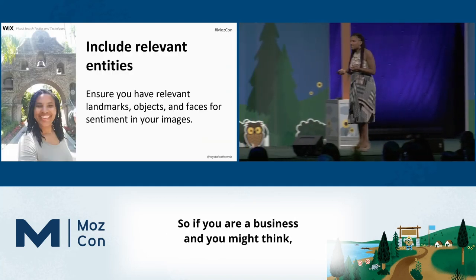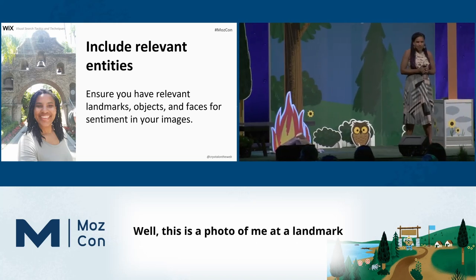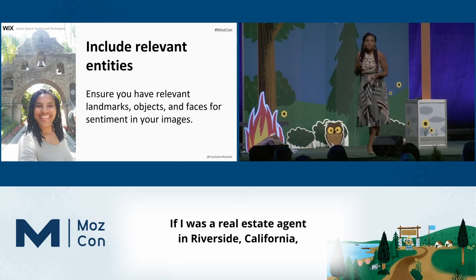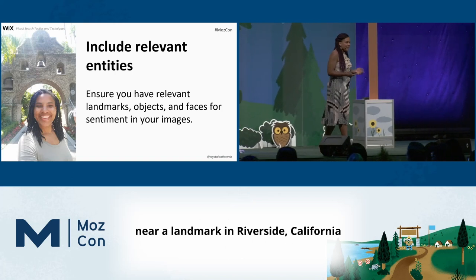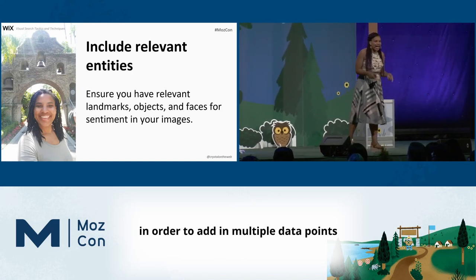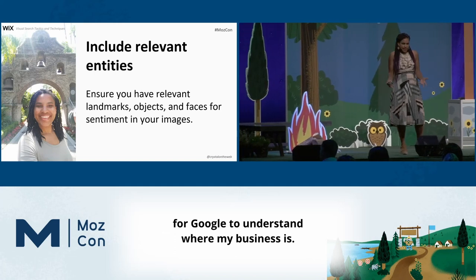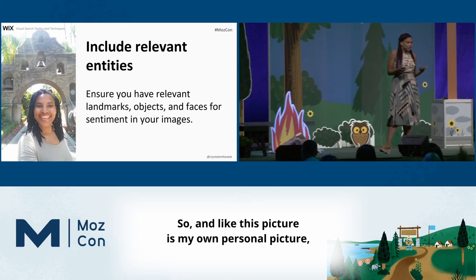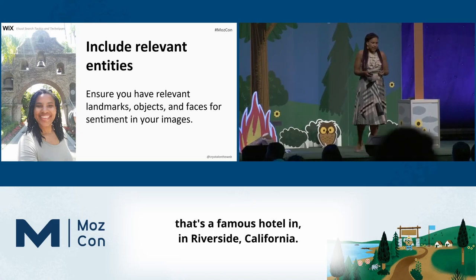So if you are a business, you might think, well, what do I do with this? Well, this is a photo of me at a landmark in Riverside, California. If I was a real estate agent in Riverside, California, it would make sense for me to take a photo of myself near a landmark there, in order to add multiple data points for Google to understand where my business is. This picture is my own personal picture, but Google can understand that that's a famous hotel in Riverside, California.